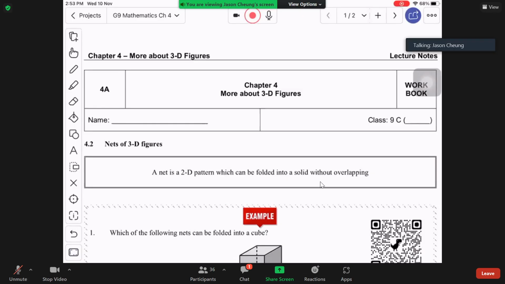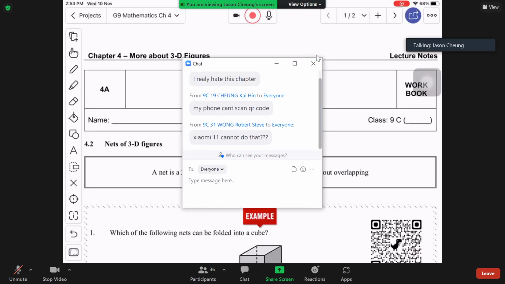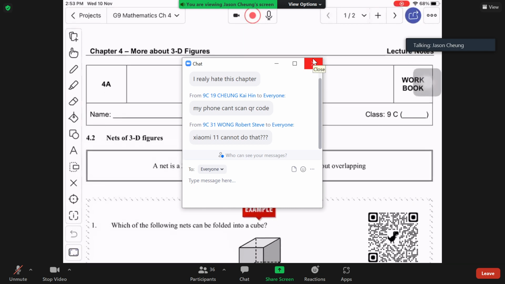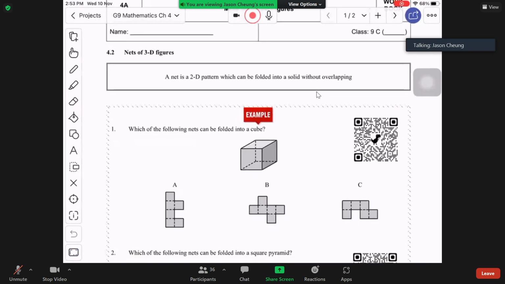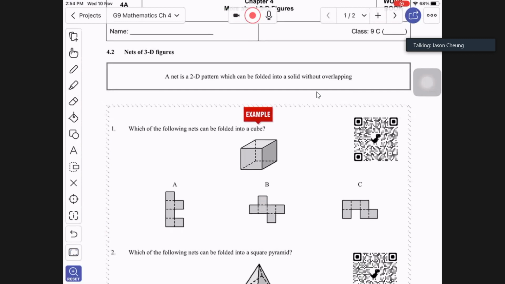All right, so first of all, I'm going to skip section 4.1. I will teach you 4.1 later, but let's do 4.2 first because it is easier. It is the paper-folding one, the net of 3D figures.